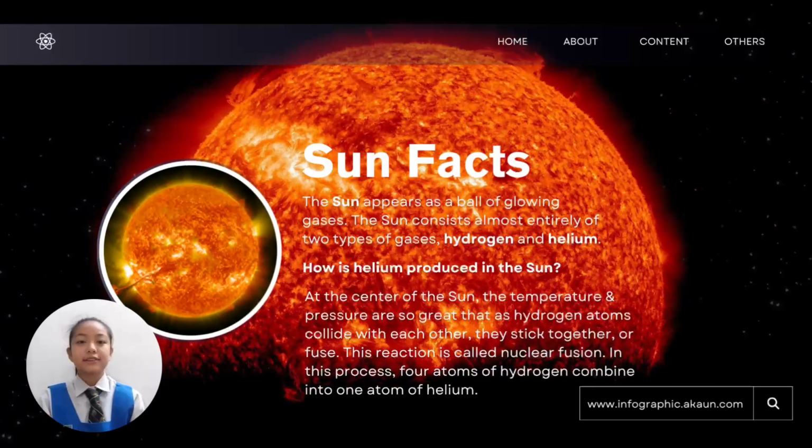Now, let's talk about sun facts. The sun appears as a ball of glowing gases. The sun consists almost entirely of two types of gases, hydrogen and helium. How is helium produced in the sun?